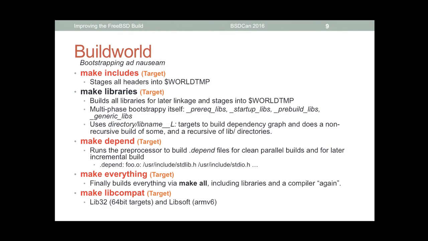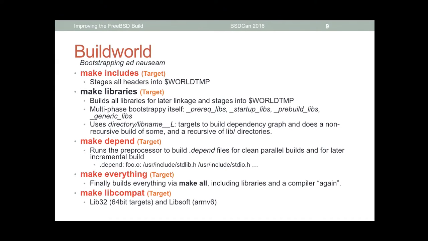Next is make everything. This is the final tree walk that just goes through and runs make all on the entire tree, which also builds many of the libraries, again, because it's a full tree walk. These libraries, because they've already built, they're not really building again, but they are getting visited again, so there's a lot of overhead in that.